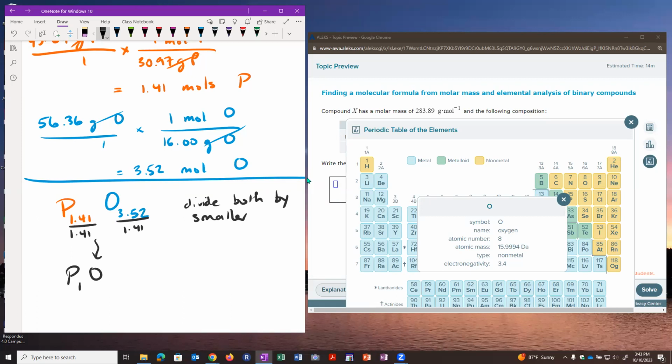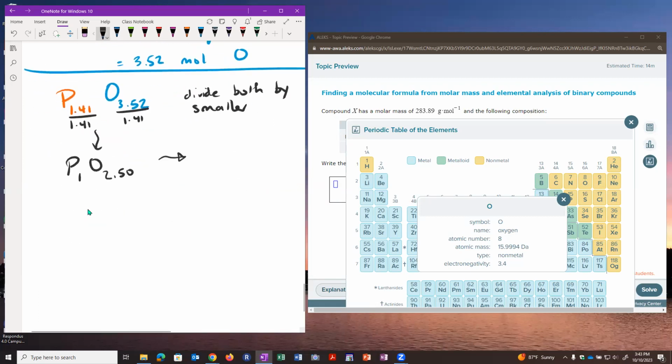If I do the same thing for the oxygen, I have 3.52 divided by 1.41, and that gives 2.50. So the mole-to-mole ratio now looks a little bit better than it did previously, but it's still not a whole number ratio. We still need integer ratios, whole number ratios. How do we convert these to whole number ratios? Well, the first one's already a whole number. The 2.5 is not. So the easiest way to do that when you have a 0.5 in something is just to multiply it by 2 to get the smallest whole number.